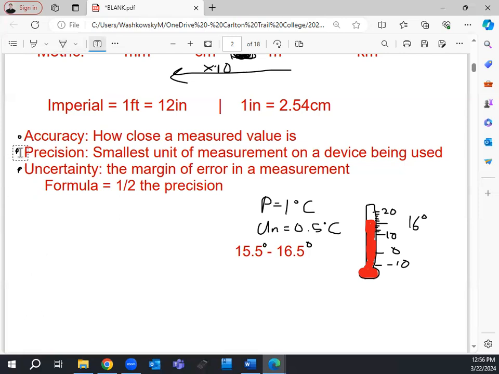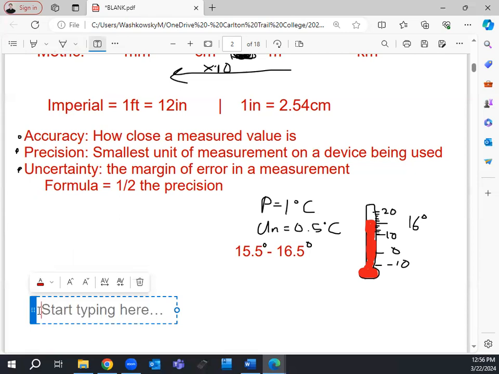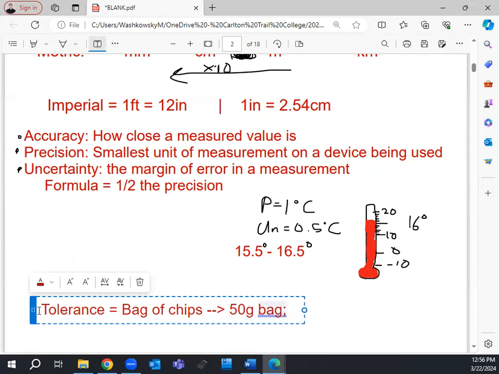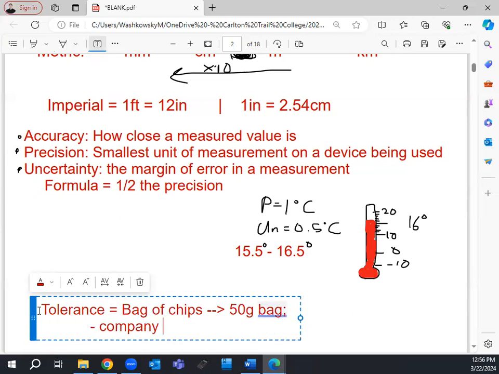And so once we have these concepts, those are what form the foundation. You can then apply them, usually in manufacturing. Usually we look at tolerance. The example I used here was a bag of chips, right? If I have a 50-gram bag of chips, but maybe the company allows 49 grams to 51 grams, right?